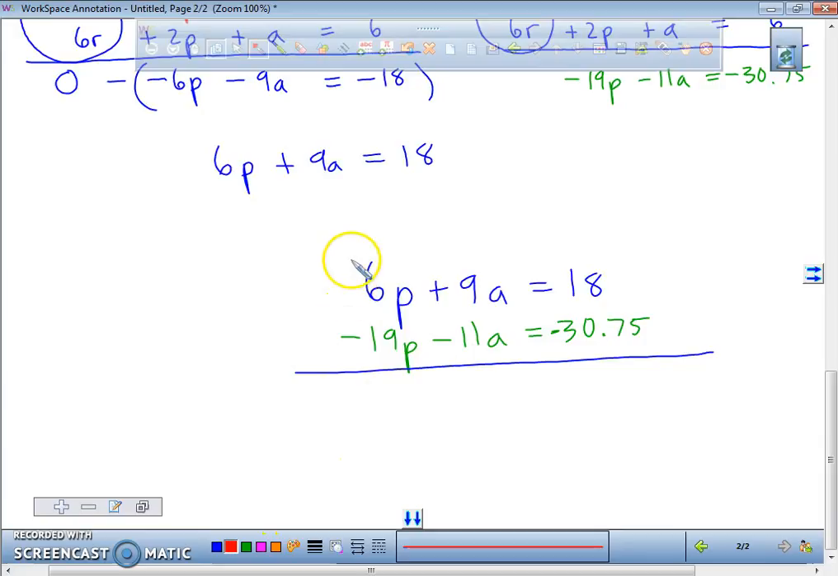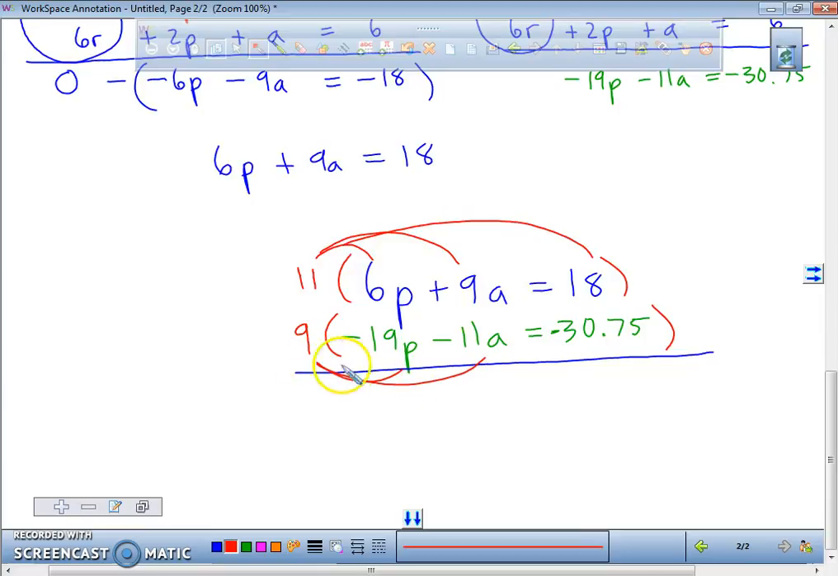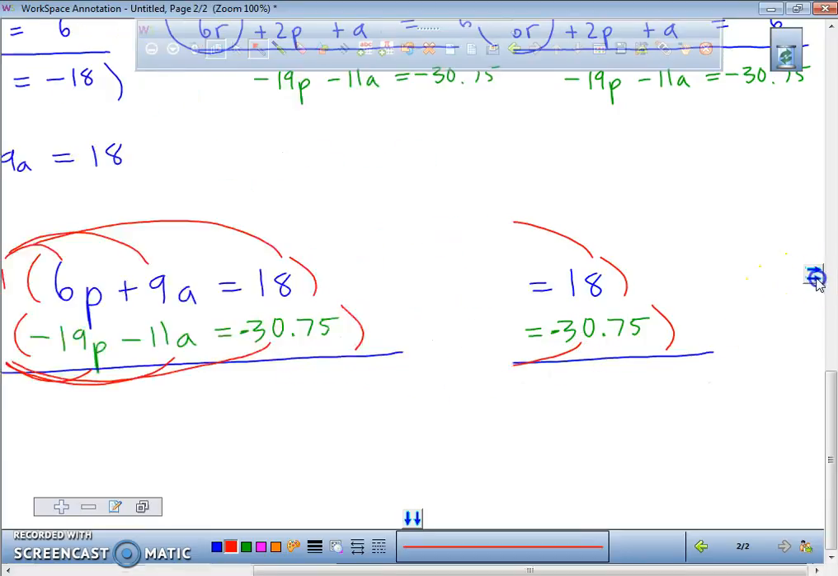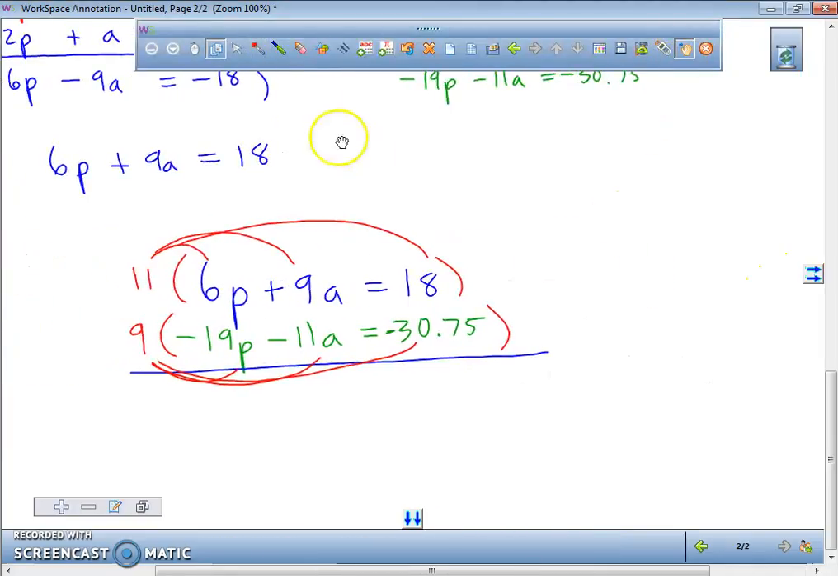Here's what we're gonna do. We're gonna take the top equation and the bottom equation. We're gonna multiply the top by what number do you think? What's the least common multiple between a 9 and an 11? 99. So we got to multiply the top by an 11. We got to multiply the bottom by a 9. So watch what happens. I want you to distribute an 11 throughout the equation in the top and a 9 throughout the equation in the bottom. And we'll see what we get.